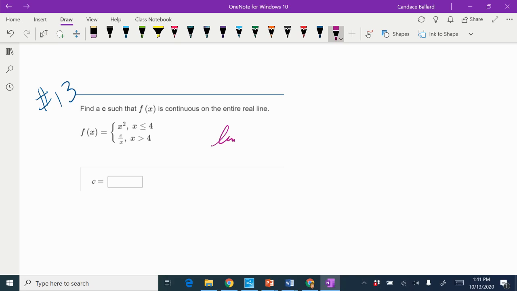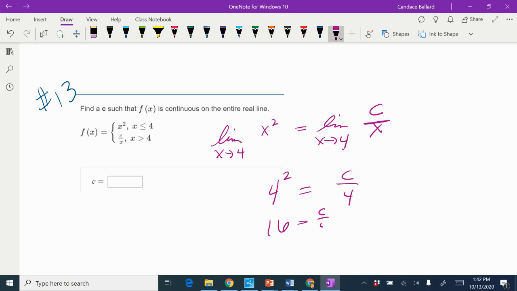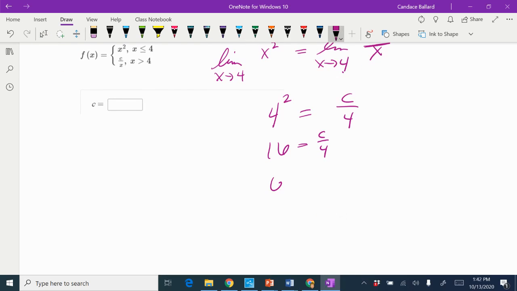Well, the calculus is that the limits should be equal on both sides in order to have something that is continuous. So my limit as we approach 4 of both of these functions are supposed to be equal to each other. If I'm going to use direct substitution on this, I could put the 4 in for the x's. So I've got 4 squared equals c over 4. 4 squared is 16. 16 times 4 is 64.